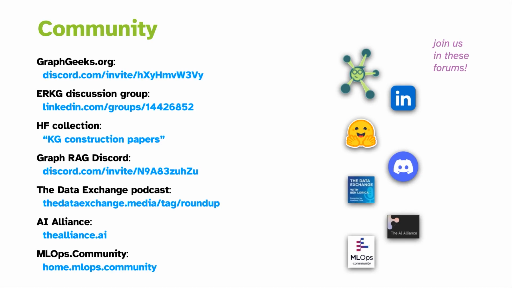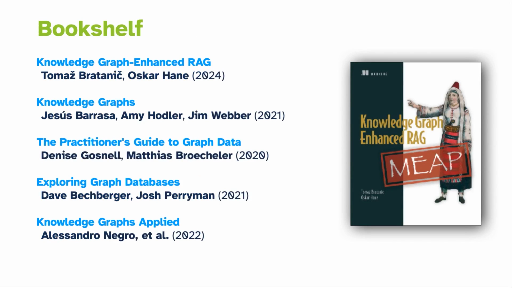There's also, we covered a lot of this material on the Data Exchange podcast. I'll be doing an episode, actually, we're coming up on that. Two other communities I really like, AI Alliance and MLOps community, both have a lot going on. Actually, some conferences coming up very, very soon. And a bookshelf, I will point out this first book here, Knowledge Graph Enhanced RAG. It's in early release on Manning Publications now. It's written by Tomasz Bratanic and Oskar Hane.